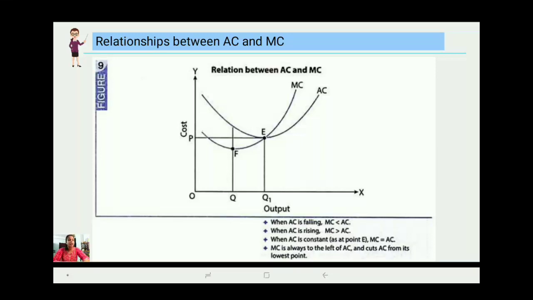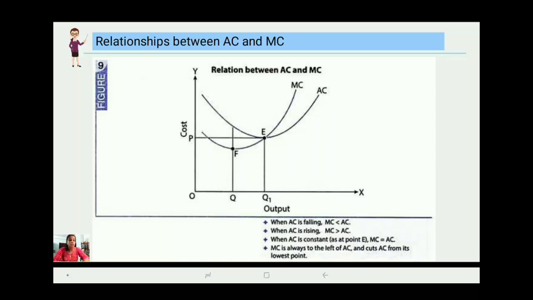Second relation, when average cost is rising, that is after point E, average cost starts increasing. And you see here, at that point MC is more than AC. The marginal cost curve lies above the average cost curve. So when average cost is falling, marginal cost lies below the average cost curve. When average cost is increasing, marginal cost lies above the average cost curve.